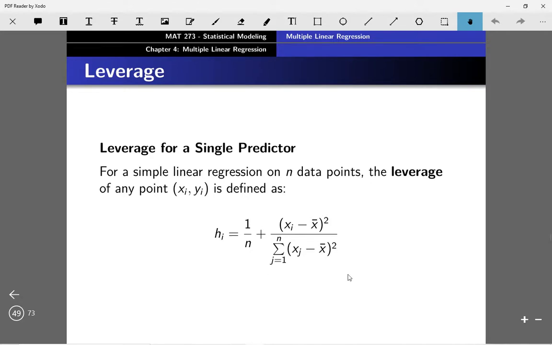For the ith data point, its leverage is given by this. And this numerator here is representing how far away the x value is from the mean explanatory variable. The bigger this is, the farther away that point is on the x-axis from the center of the data. And then it's standardized by the rest of the data here.